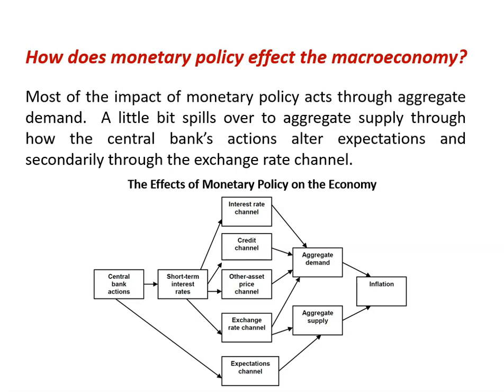Most of the impact of monetary policy acts through aggregate demand. A little bit spills over to aggregate supply, through how the central bank's actions alter expectations and secondarily through the exchange rate channel. This chart is from the Central Bank of Mexico, showing how central bank actions filter through the economy. Note how the 5 channels impact aggregate demand and/or aggregate supply. This is important because it shows that monetary policy has a bigger impact on aggregate demand.